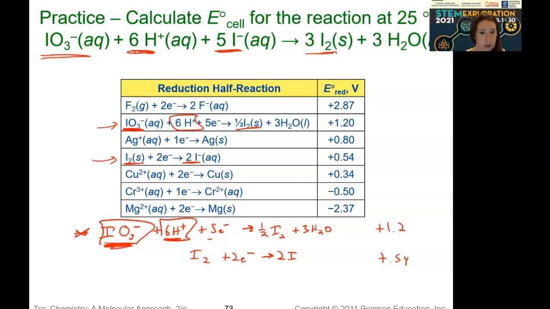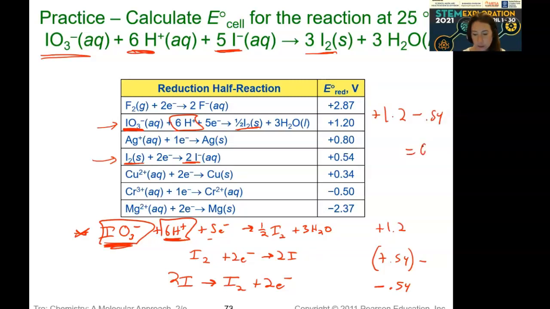It's just staying plus 1.2, right? Let's look at this one. If that one's going in the forward, this one has to go in the backwards. It has to go backwards. So this must be 2 I minuses goes to I2 plus 2 electrons. If one's going forward, the other one must go backwards. So this is negative 0.54. So your answer is just going to be 1.2 minus 0.54, which equals 0.66 volts.